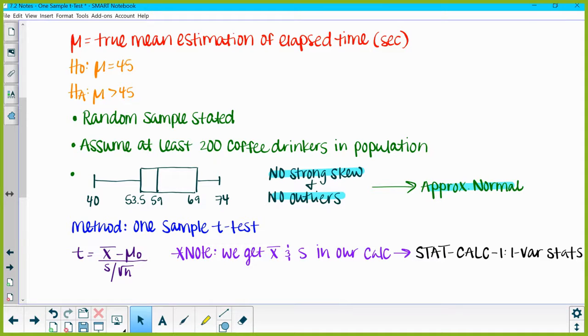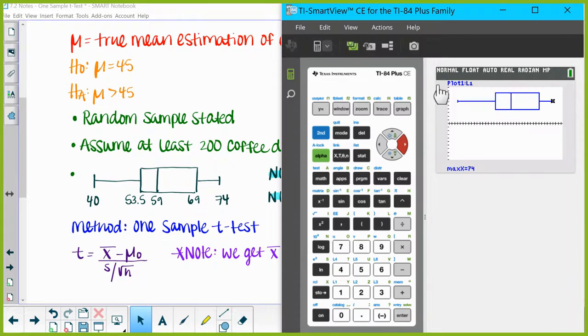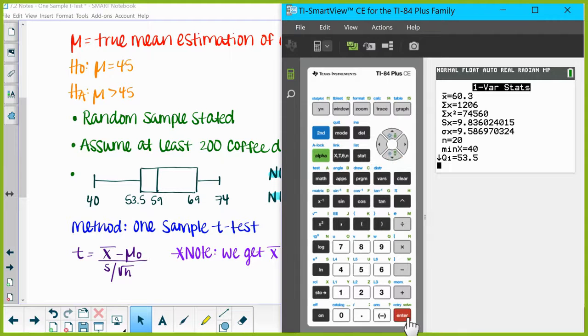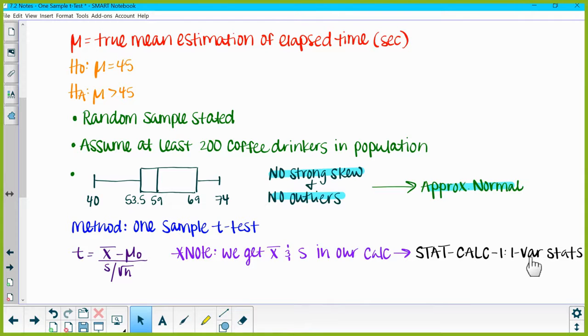So let's go ahead and open back up. Now, if I go to stat and I go over to calc, I can go to number one, 1-Var Stats. It's going to ask me which list I want it to calculate the statistics for. L1, and we hit calculate. This gives me x bar, my sample standard deviation, sample size, and if you really wanted your 5-number summary, all of that is in stat calc number 1.